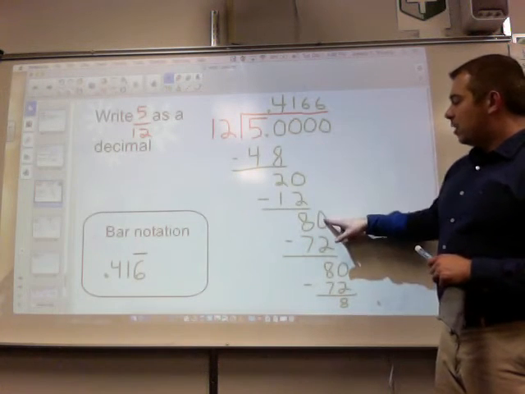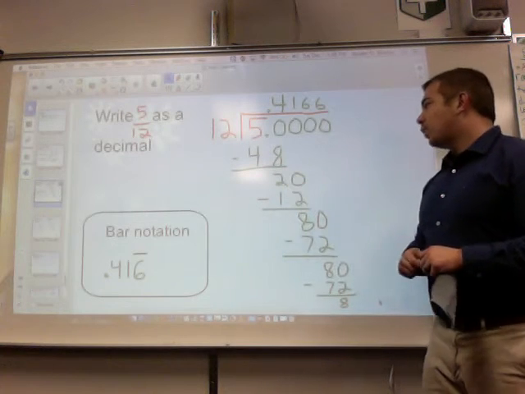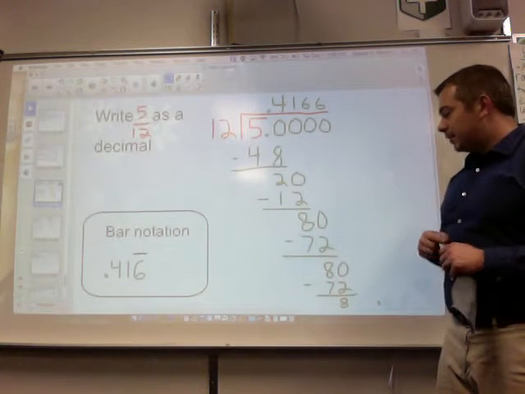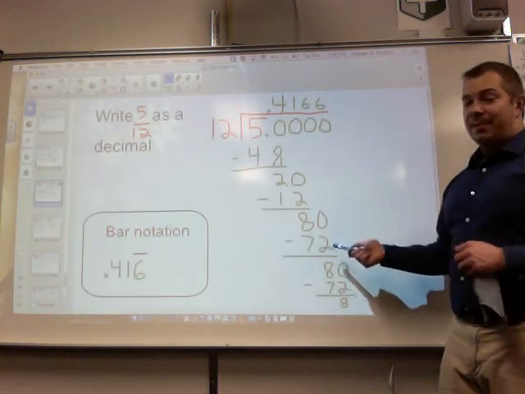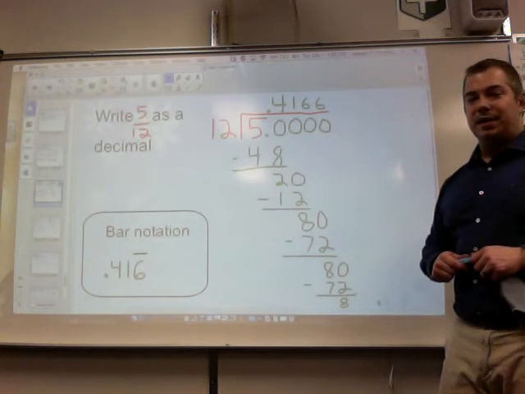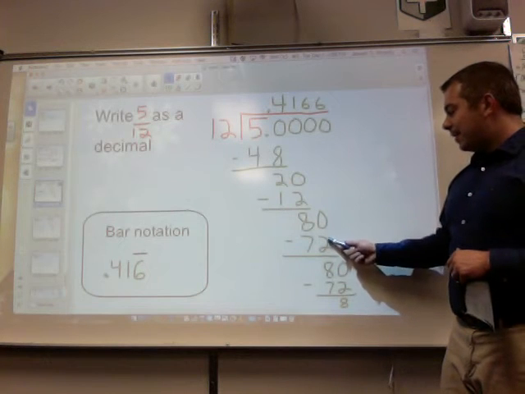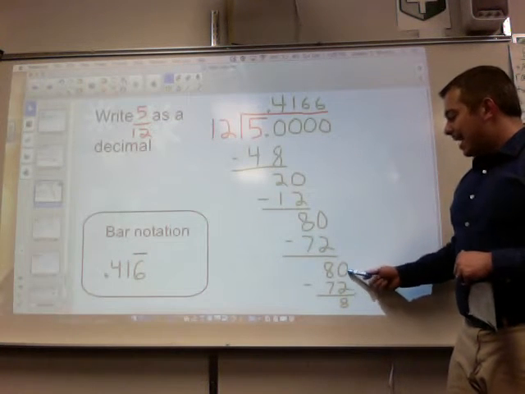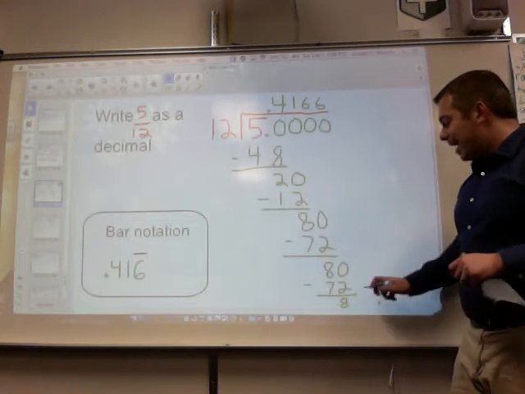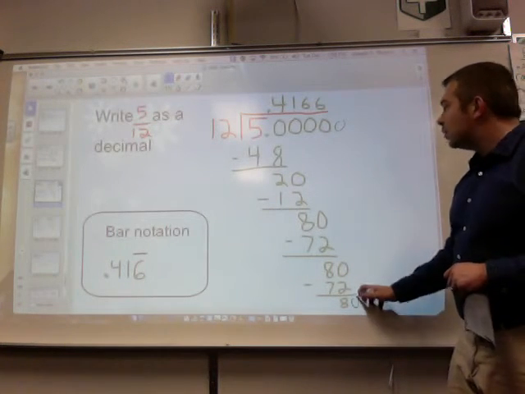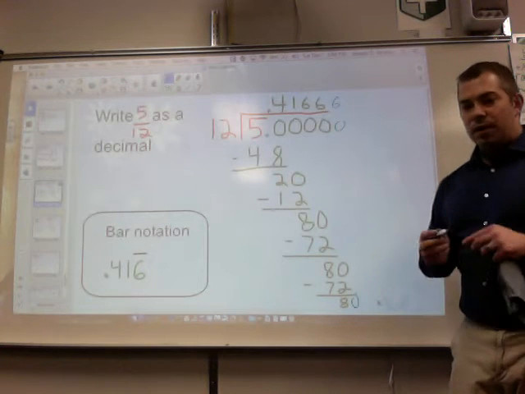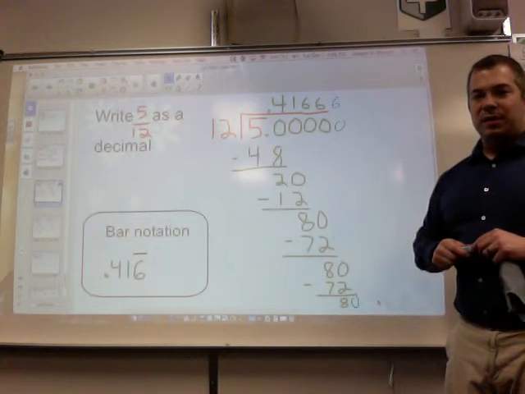Annex my other 0. There it is. How many times could 12 go into 80? It can go in 6 times. 6 times 12 is 72. And look what happens here. You can start to see that there's going to be a repeating decimal because 80 minus 72 is 8, and bringing down a zero gives 80 again. And I can keep going, but I don't have any room over here. I can annex more zeros if I want to and keep writing 6s and keep going, but I could stop once I have a repeating decimal.